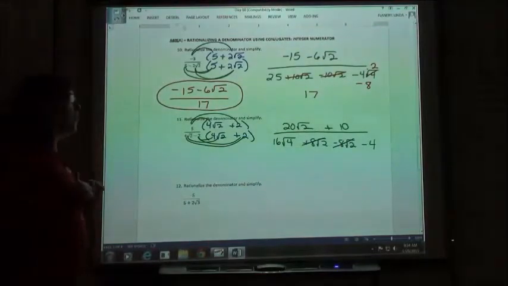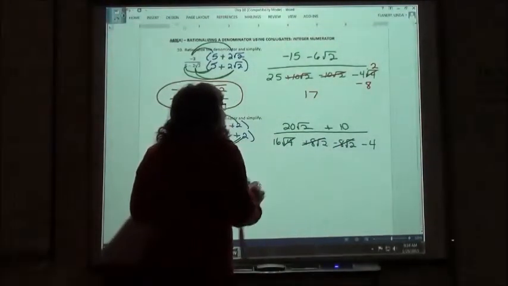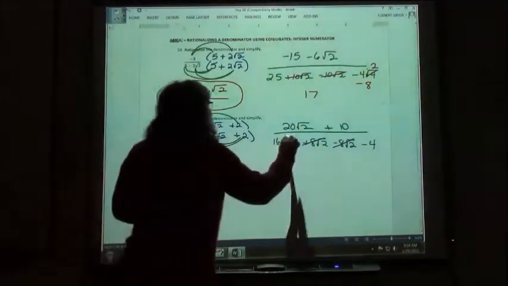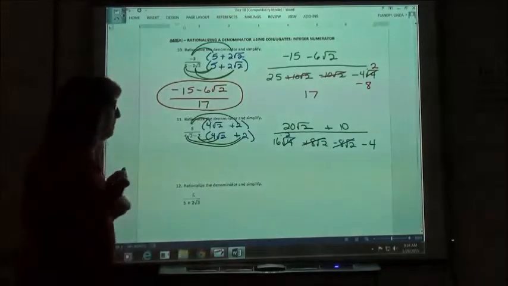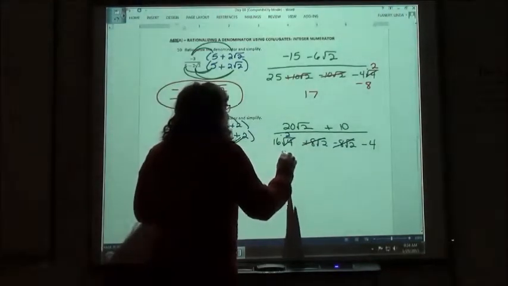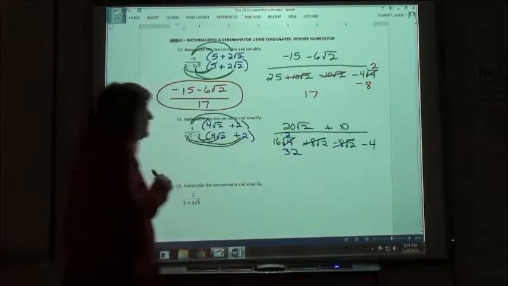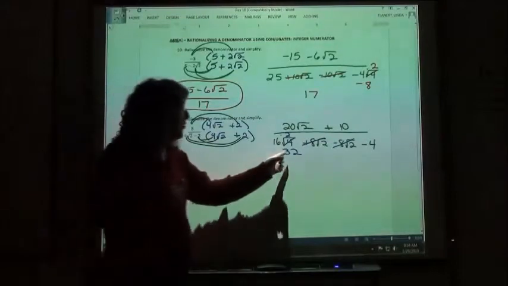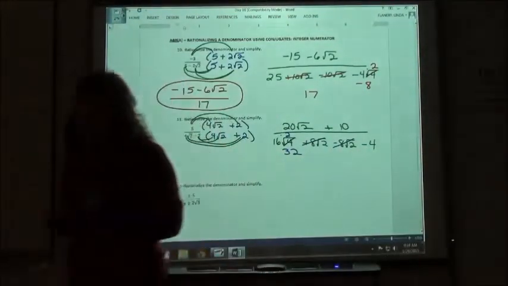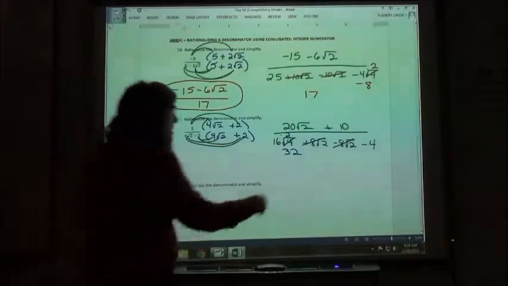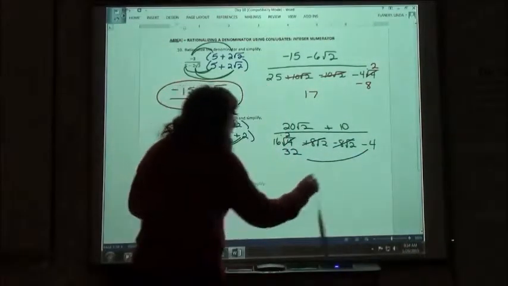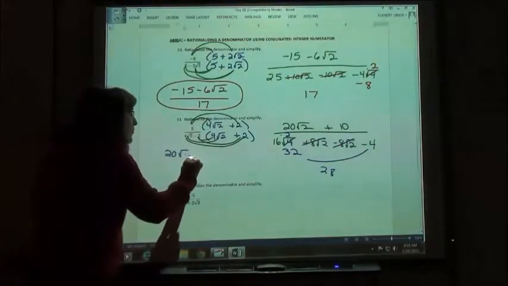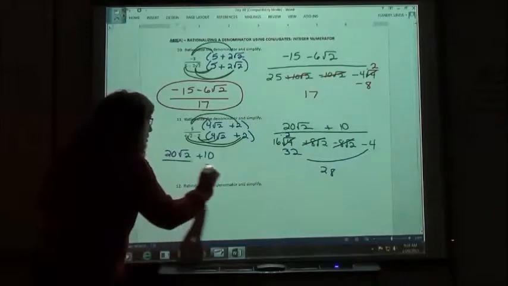Square root of 4 is 2. 2 times 16 is 32. And so now we have 32 minus that 4 on the end. And 32 minus 4 is 28. So we have 20 square root of 2 plus 10 over 28.